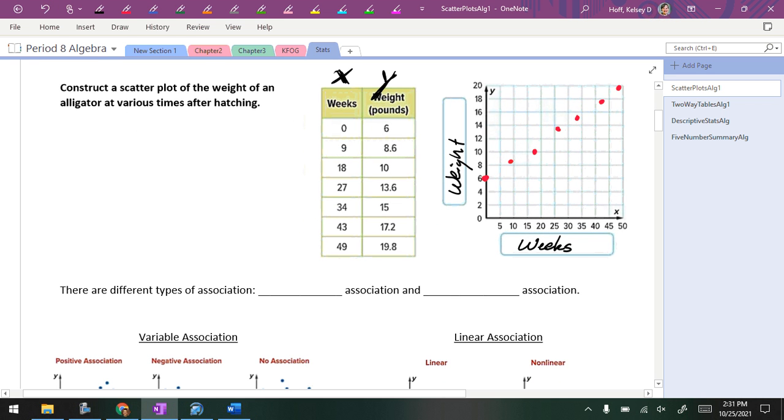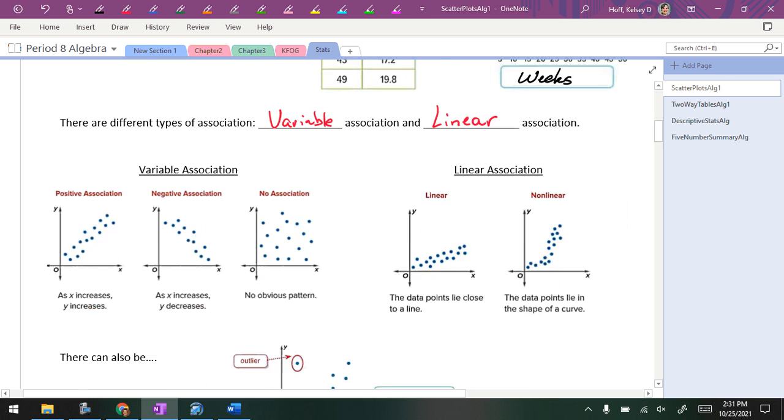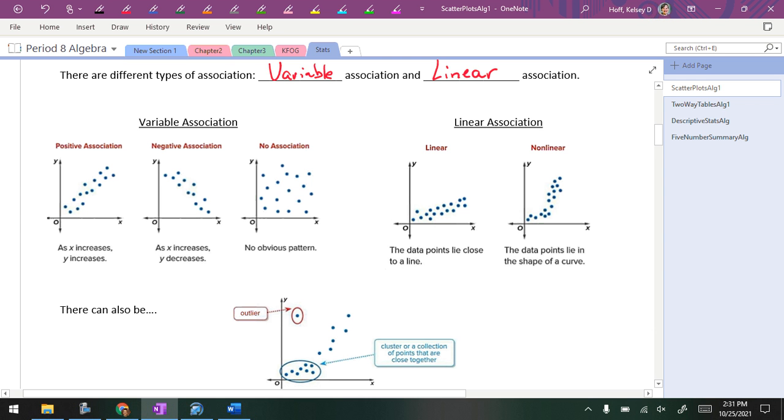There are different types of association: variable association and linear association. So every time that you see a scatter plot, we can actually characterize or put it into a grouping based off of different associations. So here's an explanation. Variable is talking about the slant. Think of it like slope. Agreed? A positive association means it's going up and to the right. A negative association is down and to the right. No association, Ms. Hoff calls mass chaos.